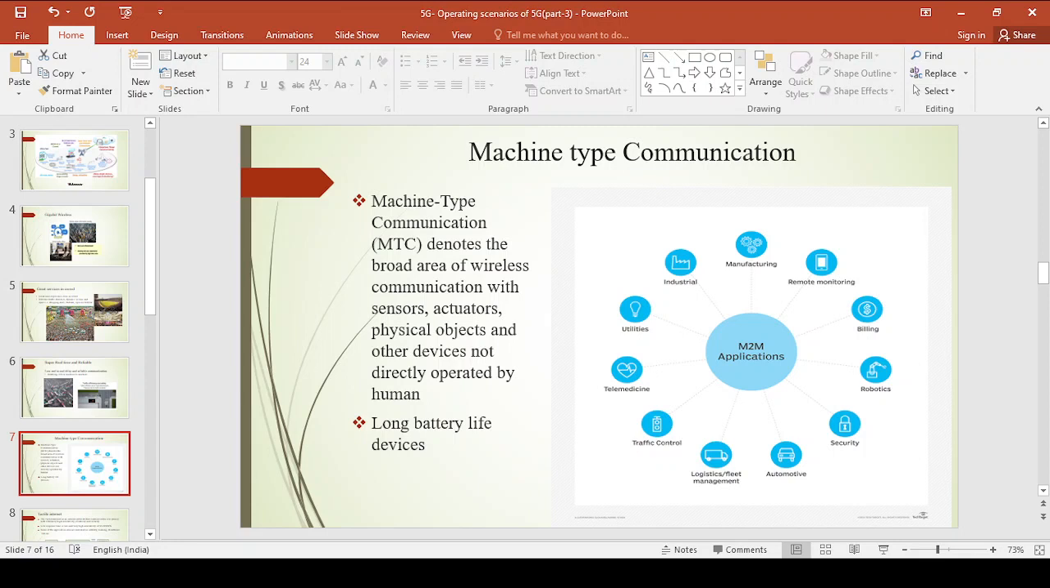This machine type communication denotes a broad area of wireless communication, which includes sensors, actuators, physical objects and other devices which are not directly operated by the human. That means there is no user interference or human interference. Since this communication is between machine to machine, those machines should support operation for a large number of days. That's why the battery life should also be high, right? We have some applications where we can use machine type communication, like industrial application, manufacturing, remote monitoring, building, robotics, security, automotive, traffic control, telemedicine. These are the places where we can use machine type communication.